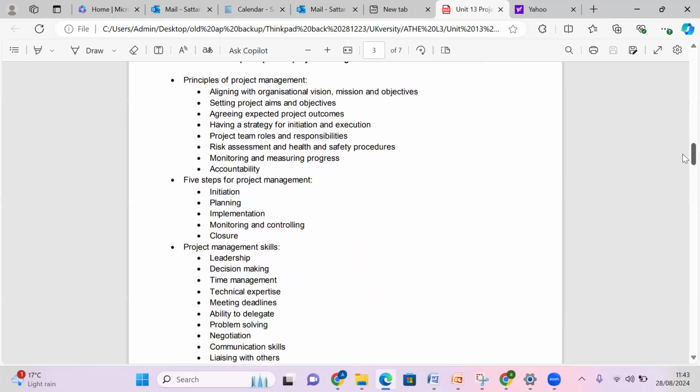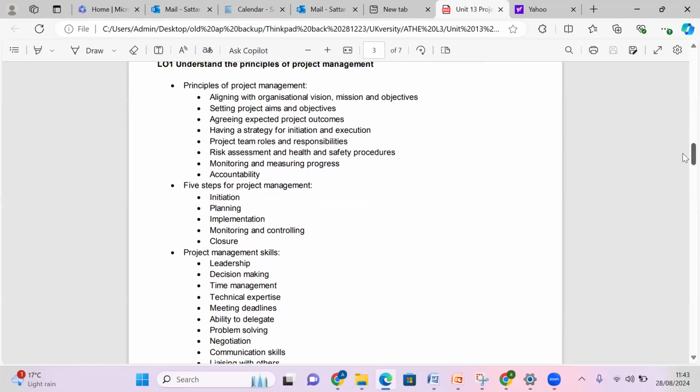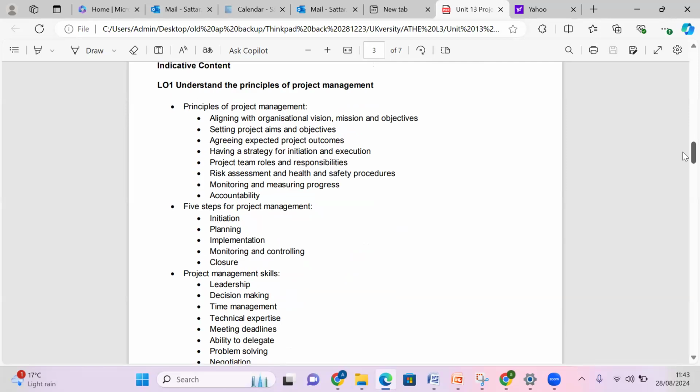Then we have the indicative content. The overall discussion covers setting objectives and strategies, the project team, risk assessment, monitoring, and accountability. The project life cycle runs from initiation through implementation, with monitoring, controlling and planning working together effectively, until the project finishes.